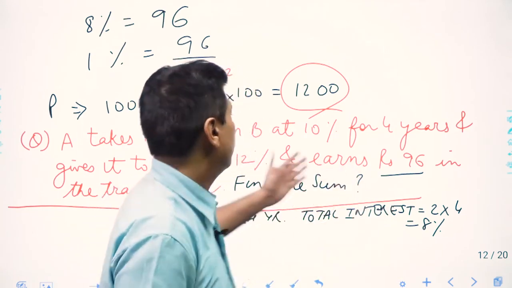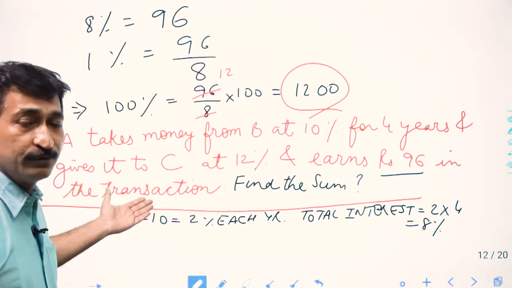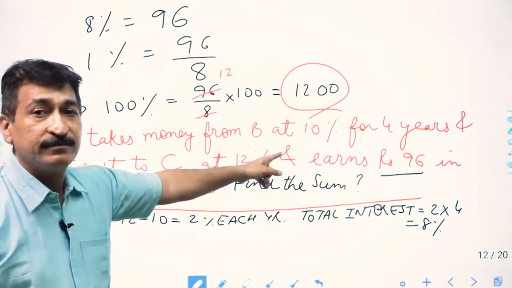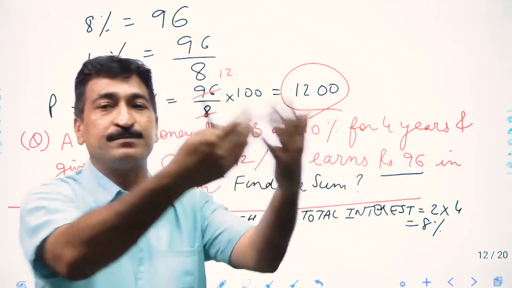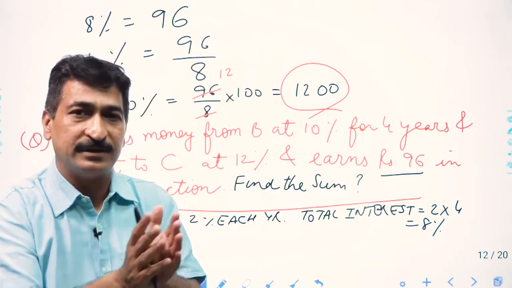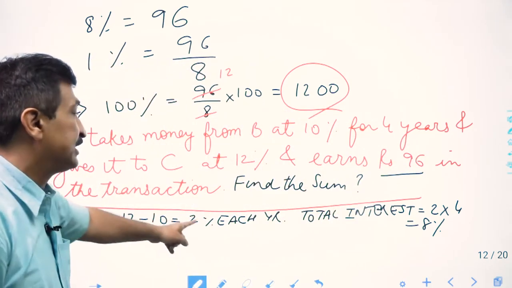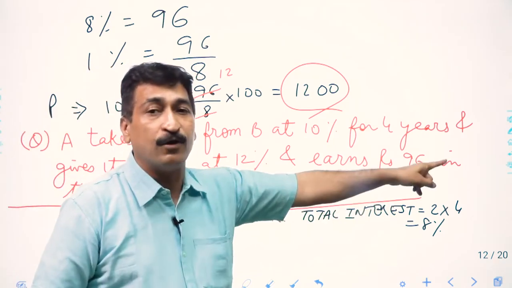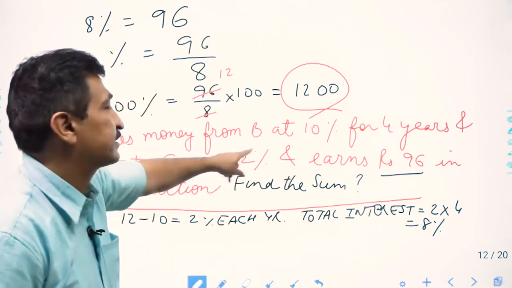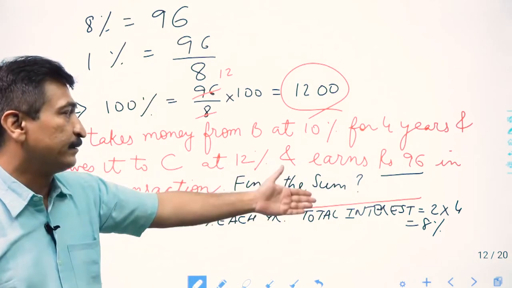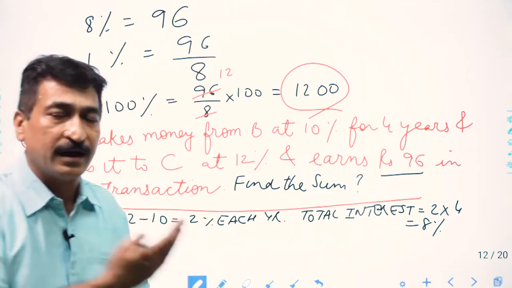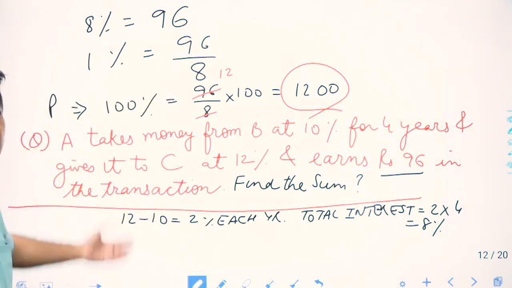When you are given the difference, when you have been given the rate which is being paid, 10% is being paid and 12% is being earned. So 10% and 12%, the difference is 2%, 2% each year. So total interest is 2 into 4 years, 8%, and this interest is given, 8%, which is 96 rupees. So this is his total earning. So 8% is equal to 96. So 1% and 100%. So we will calculate 100%. So this is how you calculate the difference in interest.